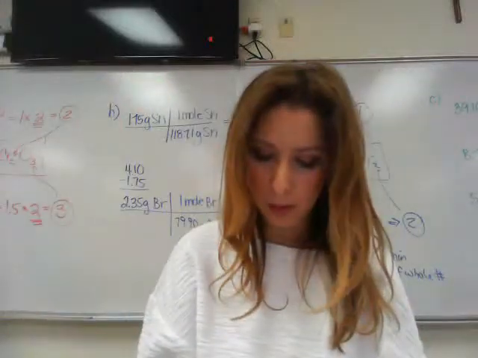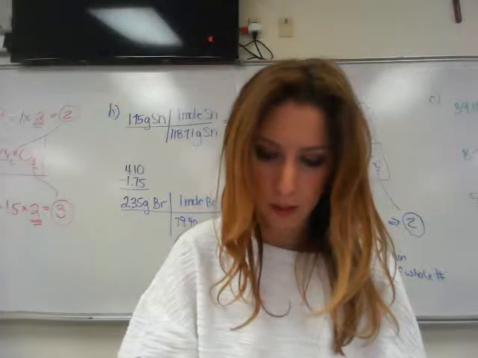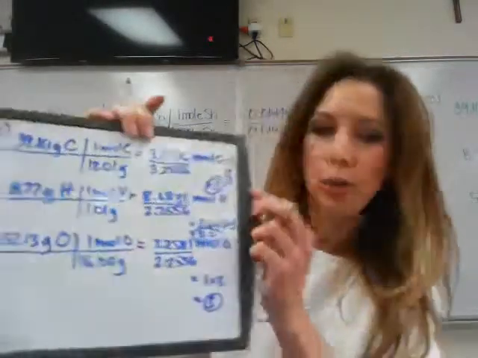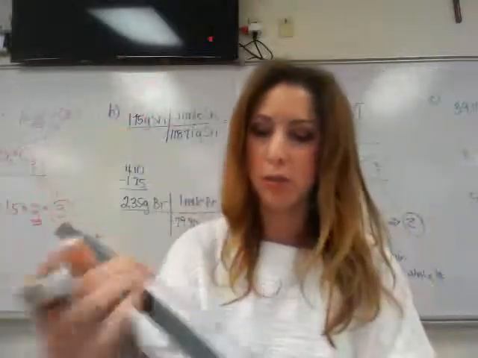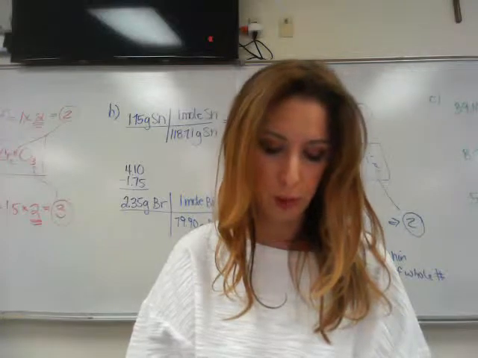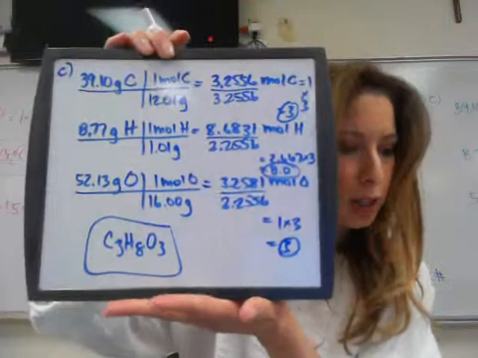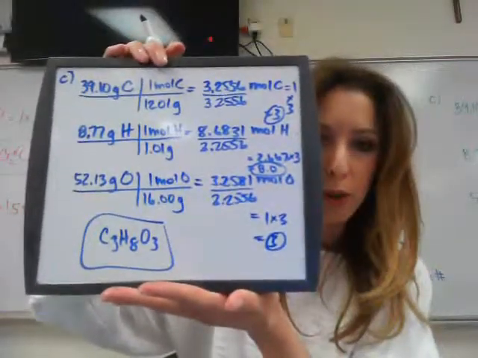So your subscripts are going to be 3, 8, and 3. So this is going to be C3H8O3 for the empirical formula, like this. And you're done. Okay? Now you can go ahead and do the worksheet titled Empirical Formulas.